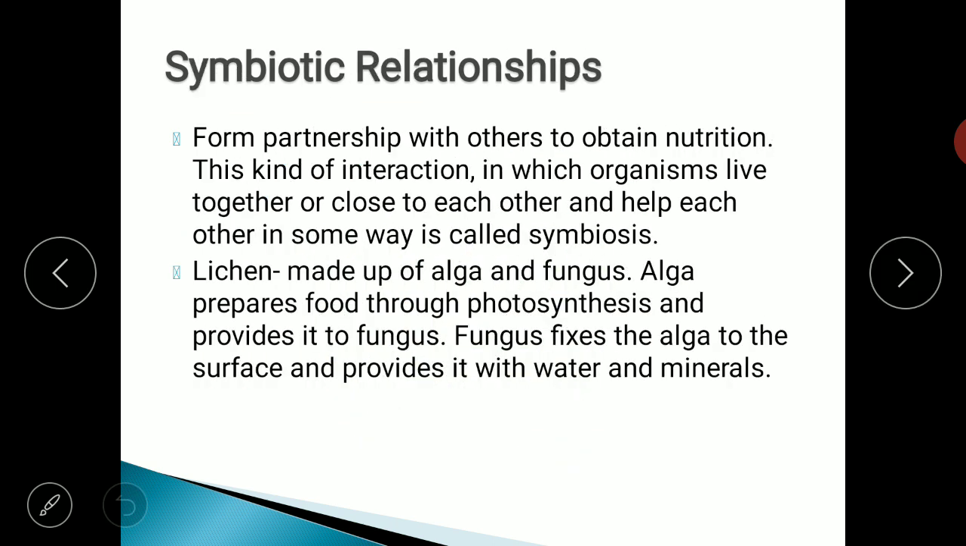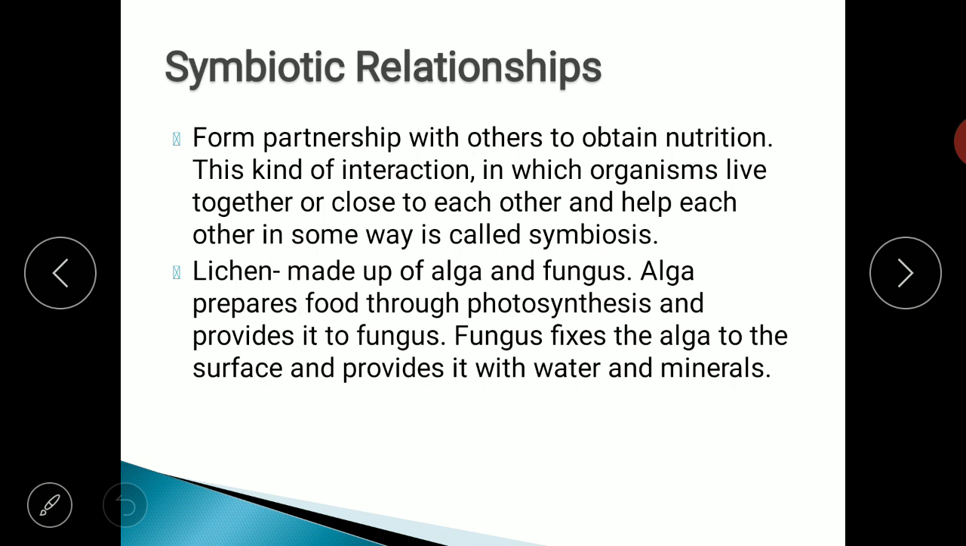Symbiotic relationship. In this whole living world, there is a constant struggle for nutrients, like we studied about the parasitic plants, the dodder, the mistletoe, the rafflesia, some insectivorous plants, some saprophytic plants. But there are some organisms which form partnerships with others to obtain nutrients.